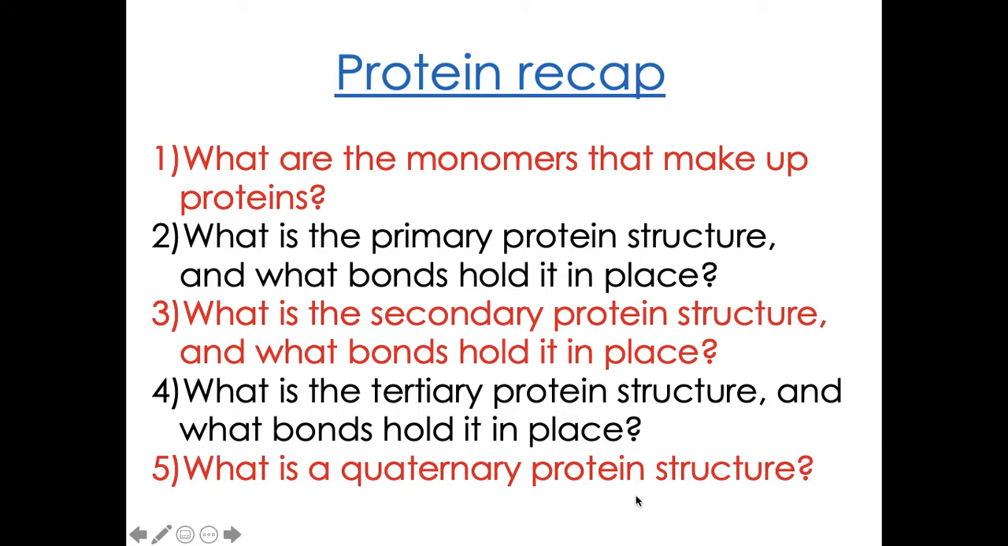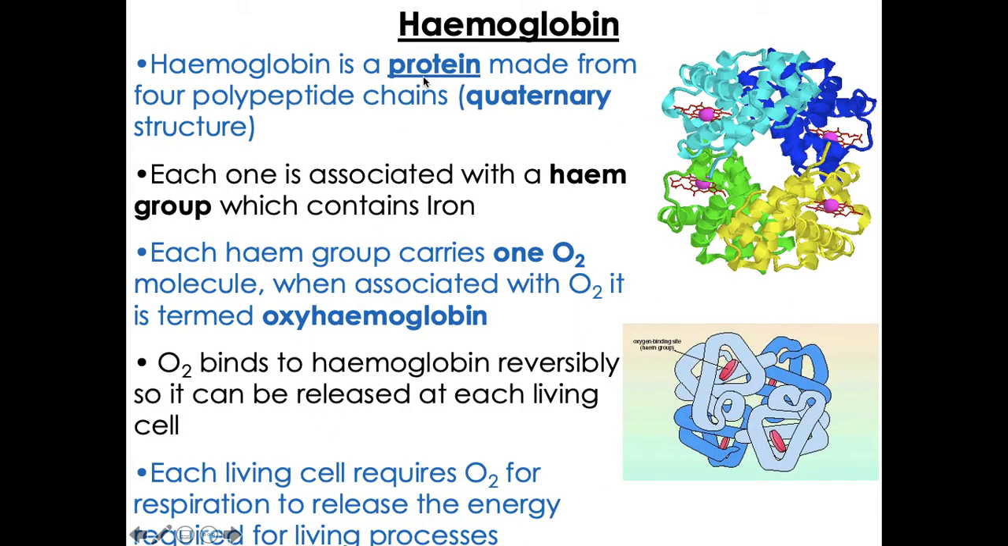So this is if it's got more than one polypeptide in it, and possibly non-protein groups that are associated with it. So haemoglobin is a protein and it's made up from 4 polypeptide chains. Each one is associated with a heme group. This diagram here, this little pink structure, this is a heme group. It's a very large organic molecule with a ring structure and then inorganic iron in the middle of it.